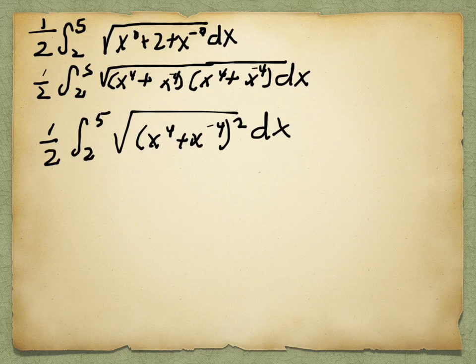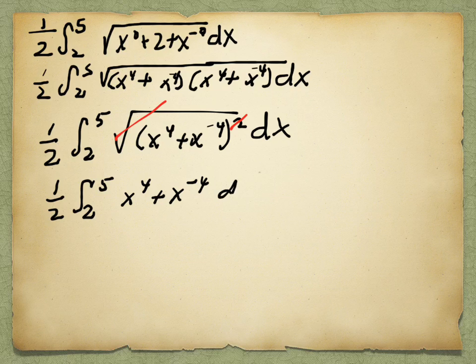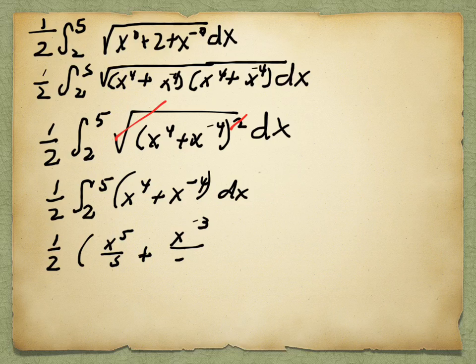And of course my square root and my squared are inverse operations, so they cancel, so I really have 1/2 the integral from 2 to 5 of x to the 4th plus x to the negative 4th dx. And we will integrate that. So again, my 1/2 out here in front. I have x to the 5th over 5. And then I have plus x to the negative 3, because I've added 1, over negative 3. And these are supposed to be evaluated from 2 to 5.